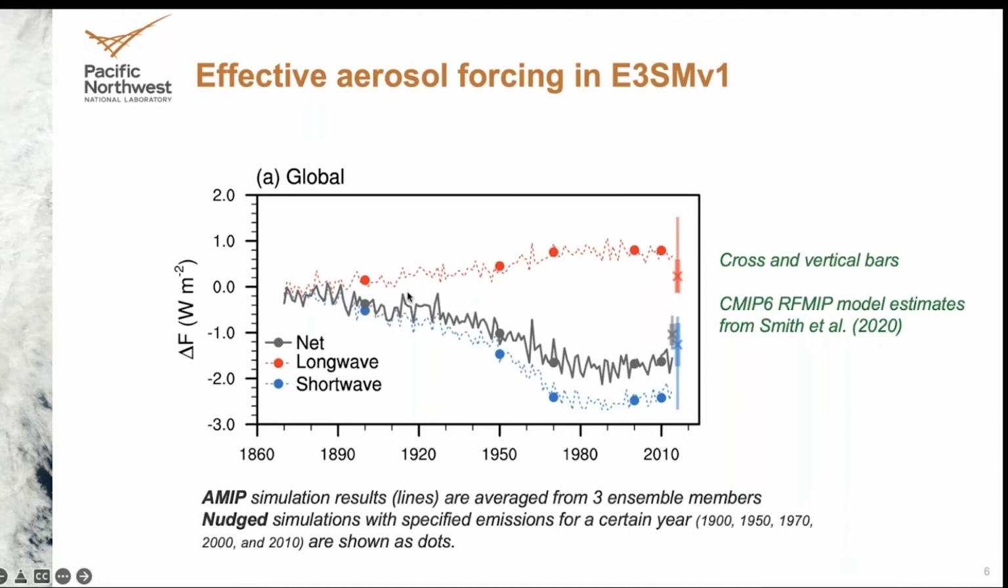And here you also see some dots. Those are estimates using the nudged simulations. As you can see, for individual years, close to pre-industrial, early, or the 1915 and the 1970 period, for all those time slices, the nudged simulation can give a pretty accurate estimate of the effective aerosol forcing. So we'll make use of the nudged simulation for most of the analysis later on.